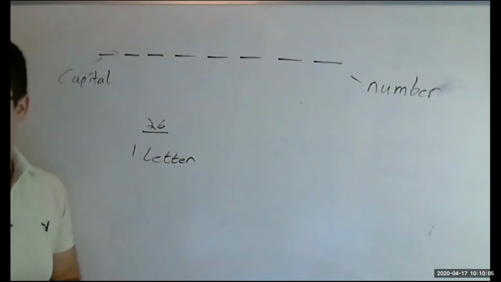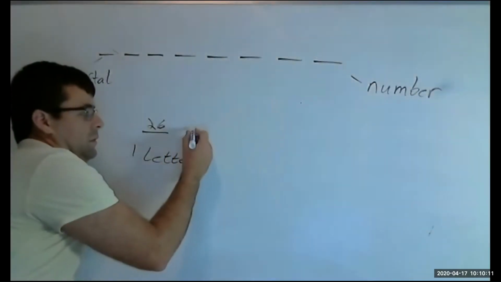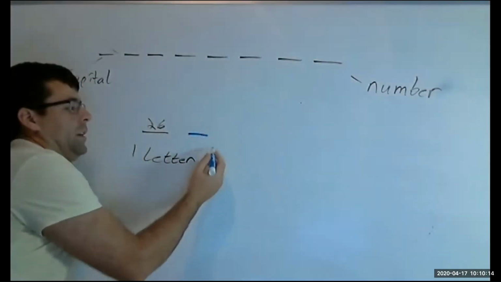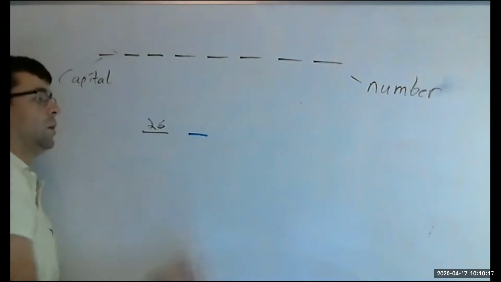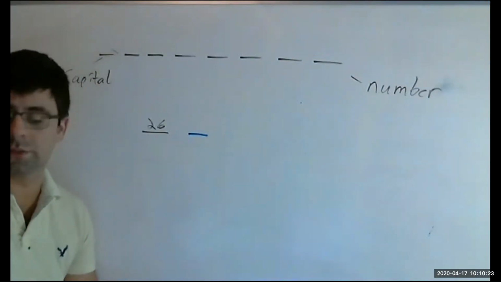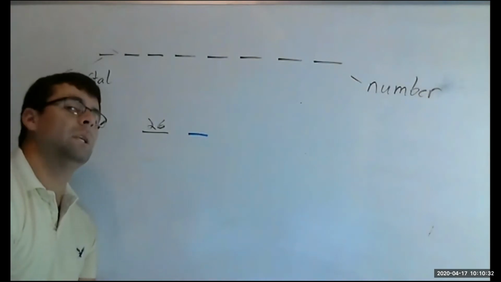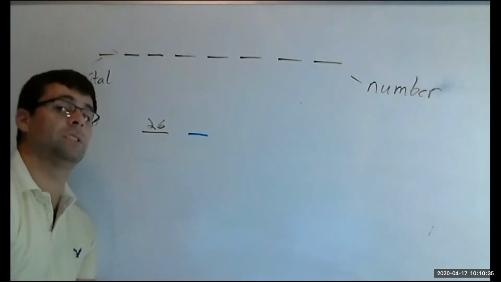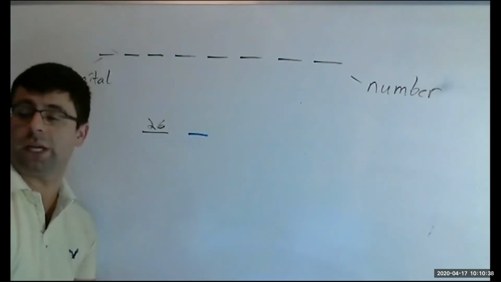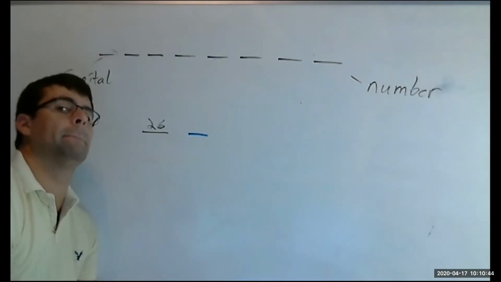So if there's one letter, you have 26 possibilities. Well, what if the password was one letter and one letter, or 2 letters? How many passwords could you have then? Would it be 13? No. There are 2 letters. So how many passwords could you have? 24. Hold on.